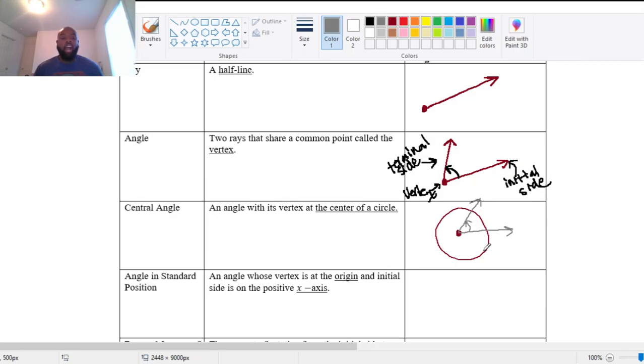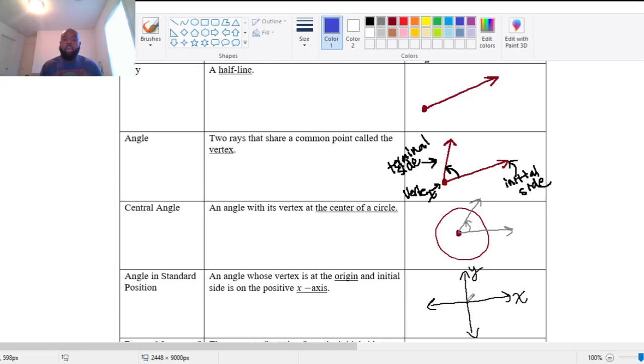An angle can also be placed within your XY plane, right? So that we can think about numbers and values, because what we're going to be doing is looking at trigonometric functions, which is going to be in our XY plane. But before we do that, we can think about an angle in standard position. And this is very important for the unit circle.